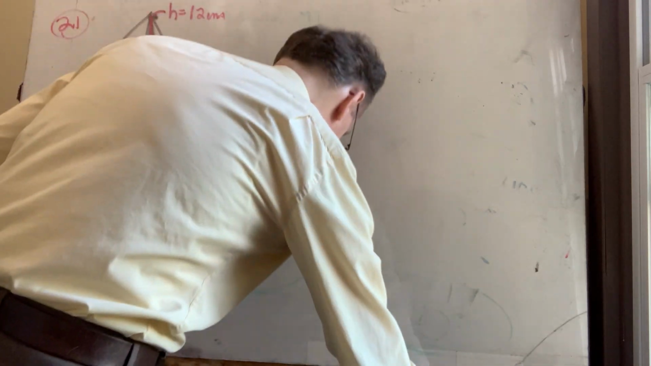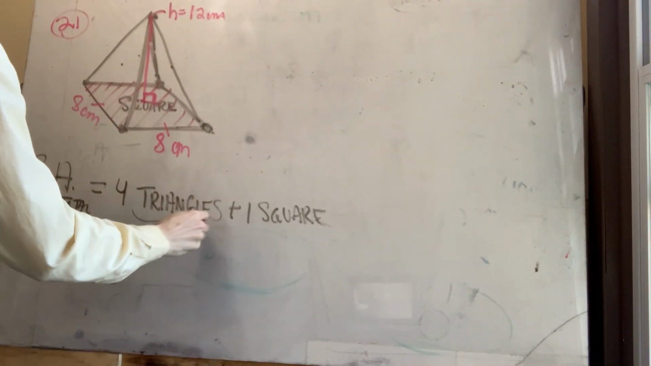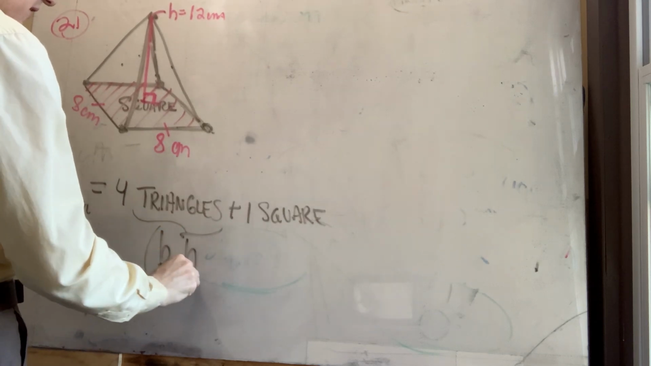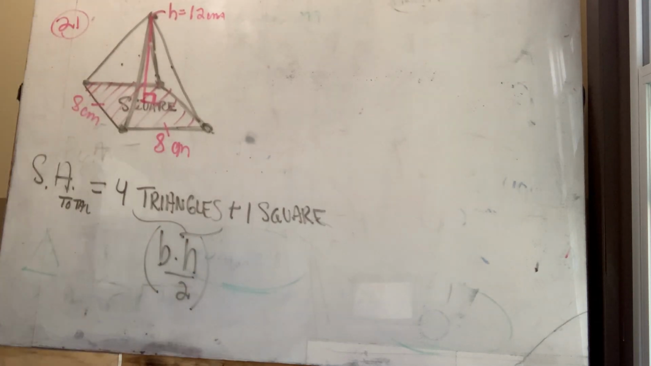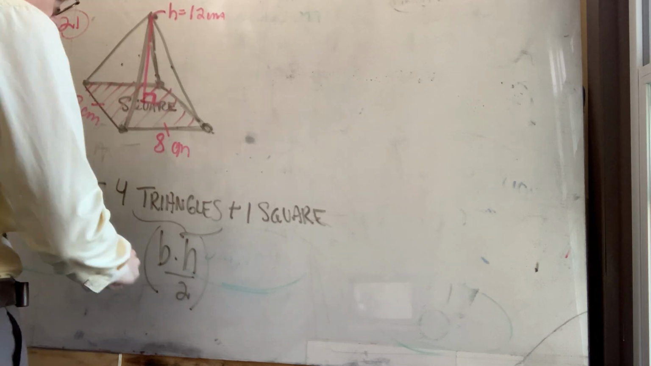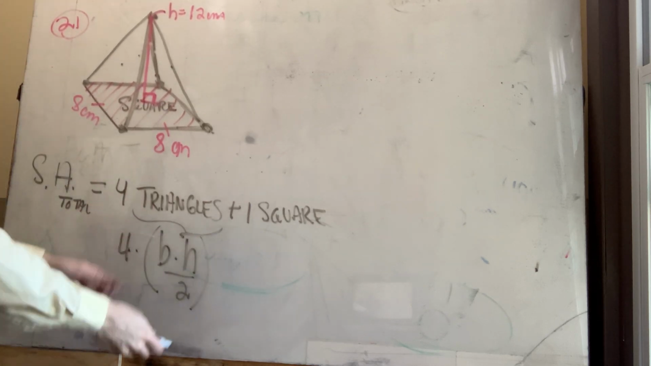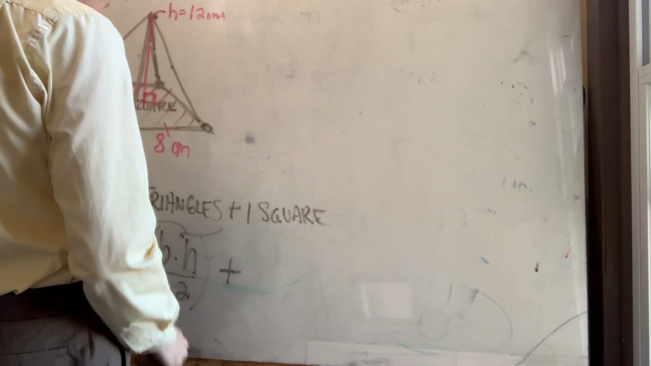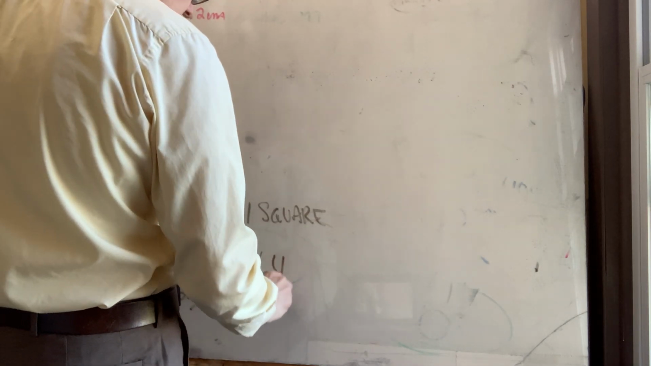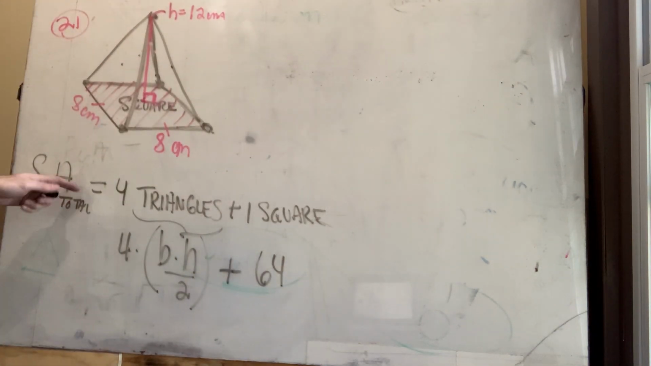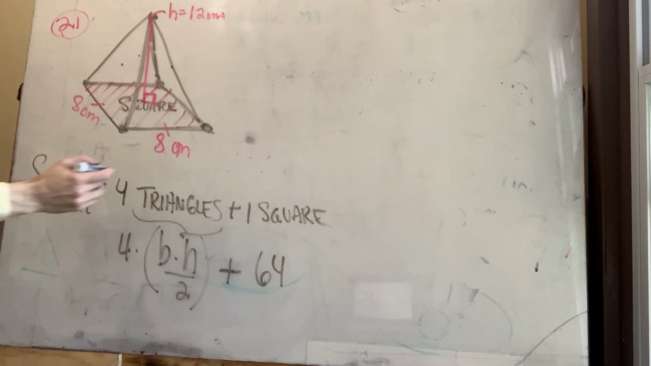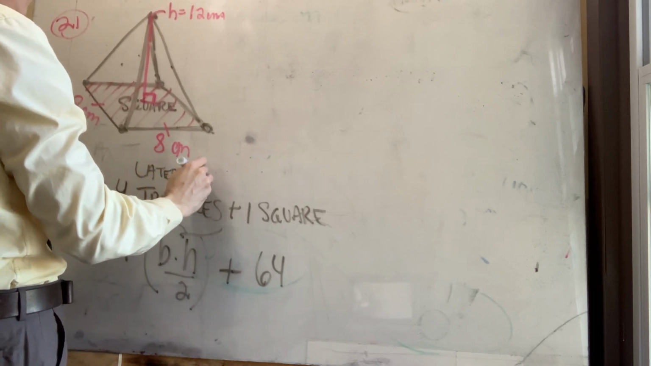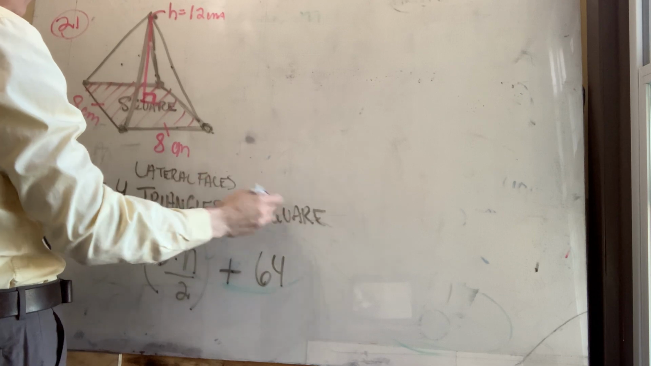Now, in the case of any one of the individual triangles, this is the formula for area of a triangle again. Base times height divided by 2. So we have 4 times this area plus, what did we calculate the square was? 8 times 8, 64, right? That would be the total surface area. That would be the 4 lateral faces, and the one bottom face.